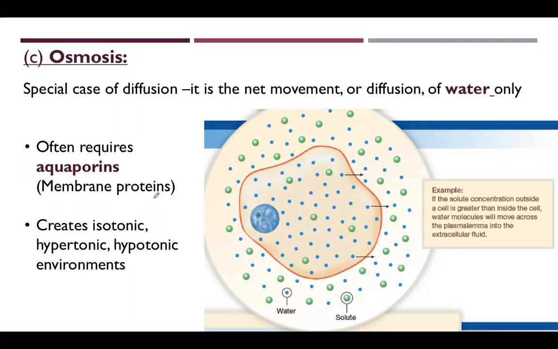Having to do with osmosis, you often hear of tonicity. This is what determines the direction of water flow.